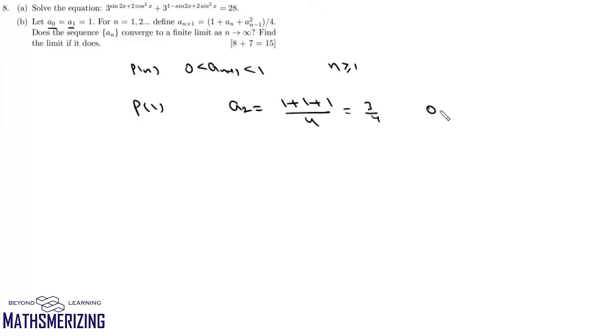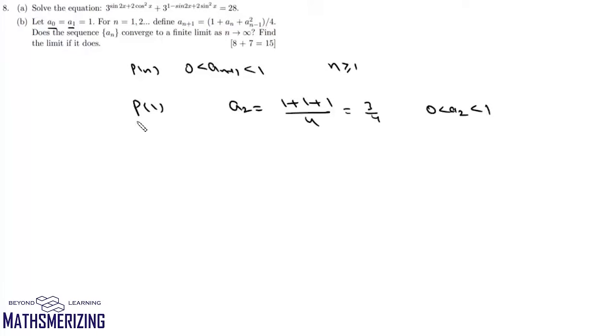In the first part, we'll prove that a(n+1) is bounded. So we'll show that a(n+1) will lie between 0 and 1, and we'll prove this by induction. So our statement is: for any n greater than or equal to 1, a(n+1) is greater than 0 but less than 1. Now we'll put P1. Now P1 is actually a2. Now what's a2? a2 is (1 + a0^2)/4, where a0 is 1. So it is 3/4. So the value of a2 lies between 0 and 1.